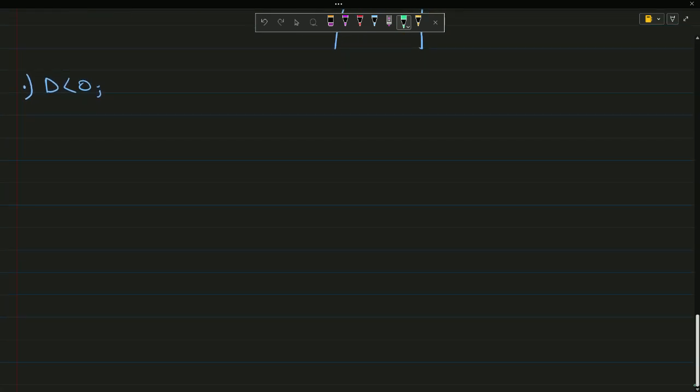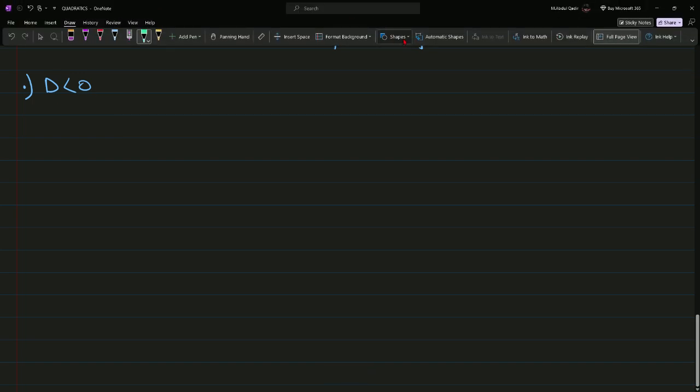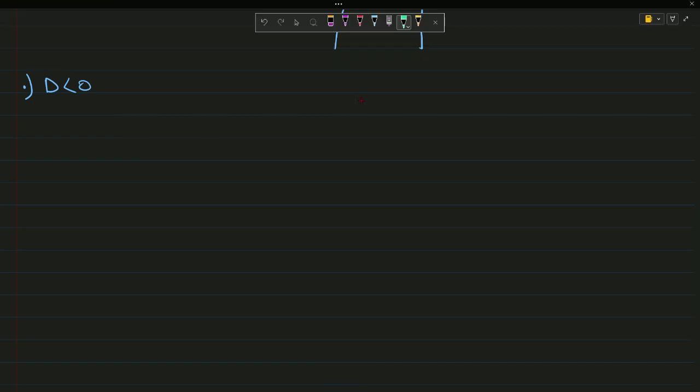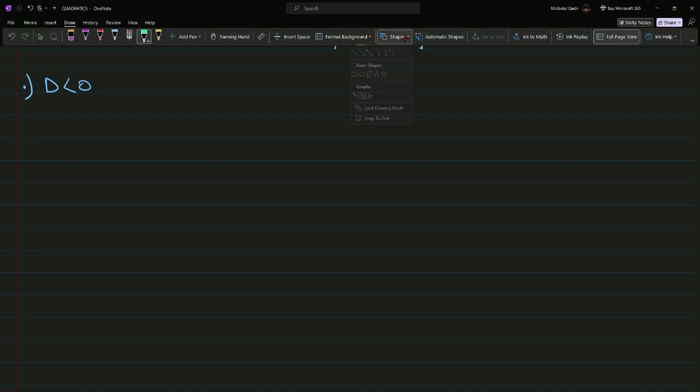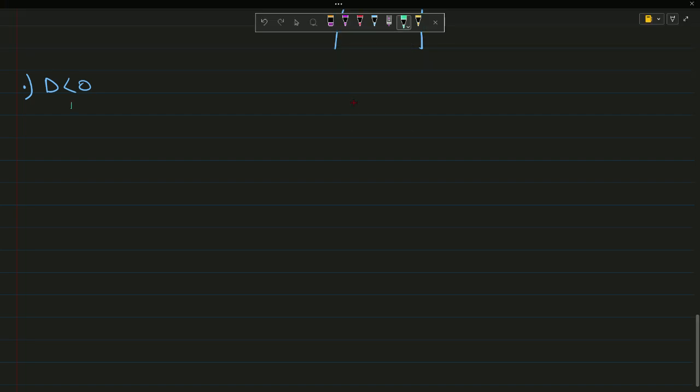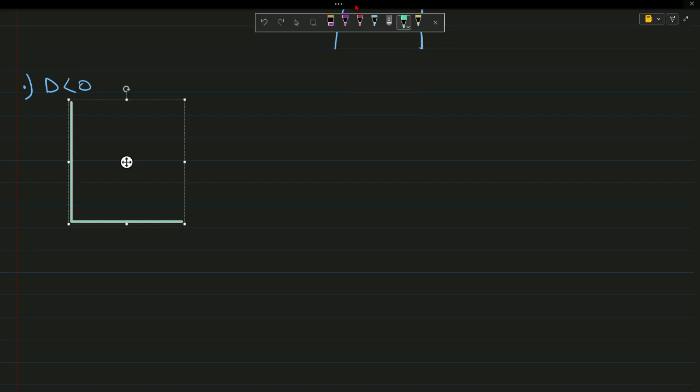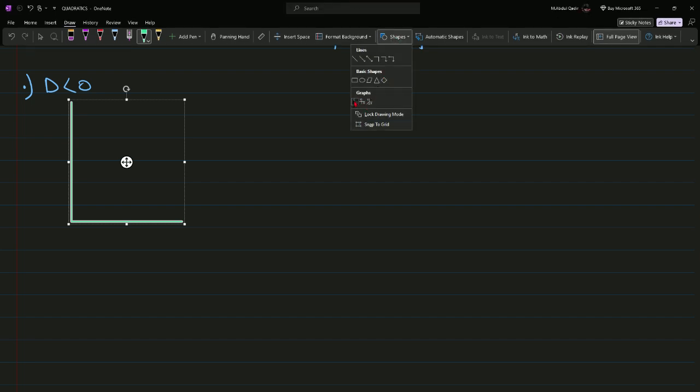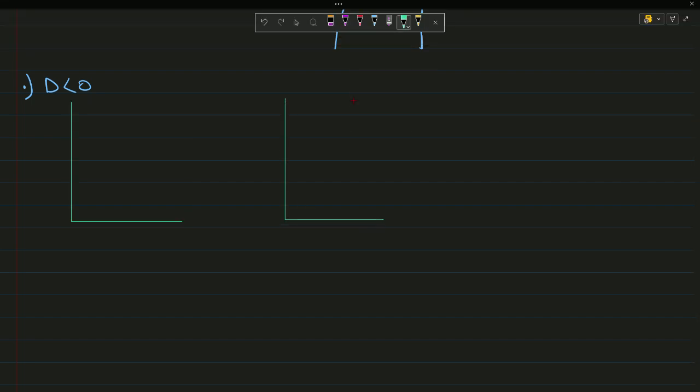Now if discriminant would be less than 0, two things happen again. First thing that happens, first I would draw two graphs, not this graph. First graph, second graph. Now in the first graph, the coefficient of x square is greater than 0. The second graph, the coefficient of x square is less than 0.